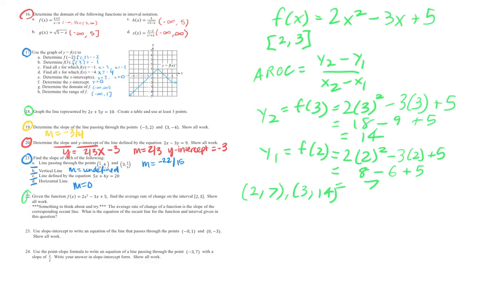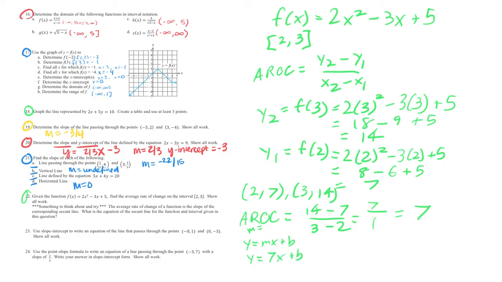So now we can find our average rate of change. y2 is 14 minus y1 is 7, over 3 minus 2. 14 minus 7 is 7, 3 minus 2 is 1. So we have an average rate of change of 7. Writing this as an equation for our secant line, we can think about y equals mx plus b, where m is our average rate of change. So we have y equals 7x plus b.